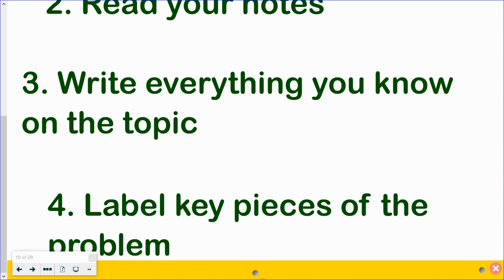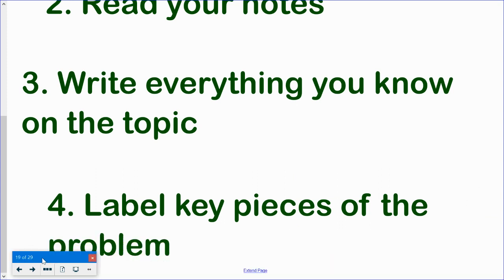And then label key pieces of the problem, right? Look at the problem and label those key pieces that you think are really going to be important. So label or circle or highlight where that product rule is happening, or that power rule, or an exponent of 0, or a negative exponent. Making physical marks on your paper to guide you through each piece.